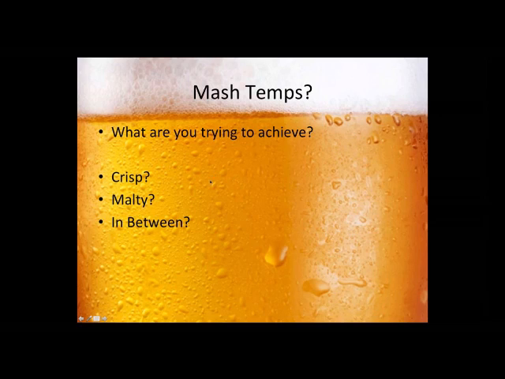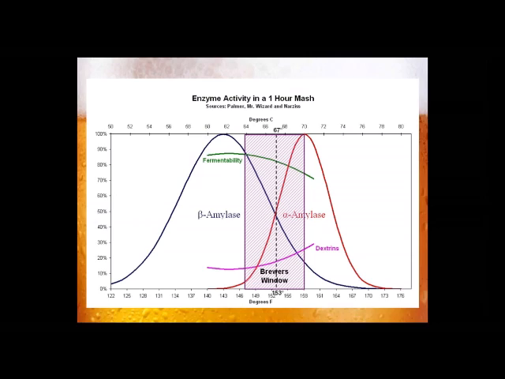So mash temps are very important. You have to think, what are you trying to achieve? Are you trying to get a crisp beer, a malty beer, something in between? If you're making a Scotch ale, you want a lot of maltiness, you might mash in a little higher. If you're trying to make something like a very light, extra pale ale, maybe mash in a little bit lower for a while and really convert those sugars to just fermentables. These are all personal preferences.